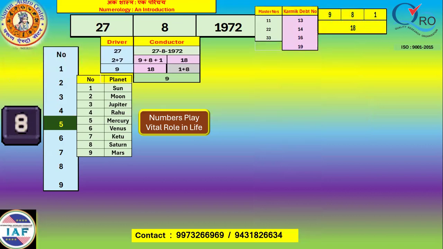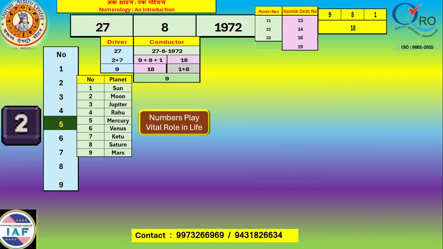The other numbers are here. The driver has been calculated. The conductor has also been calculated. While calculating the driver and conductor, there are a few numbers which must be kept in mind. There is a master number. Though these numbers are converted into a single digit, whenever a master number appears, we must consider it significantly and separately.